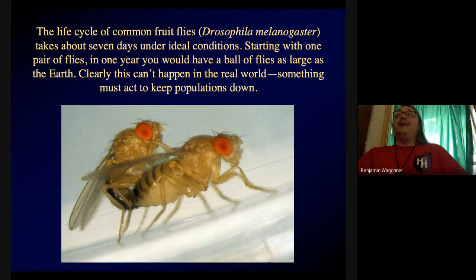If you had 2 flies, male and female, and they mated, and the female laid eggs, and the eggs all hatched into maggots, which all had lots of food, and none of them had disease, and they all grew up to be new fruit flies, and they all mated, and they all had babies of their own. If you kept on going like that, in a year, you'd have a ball of flies the size of the earth.